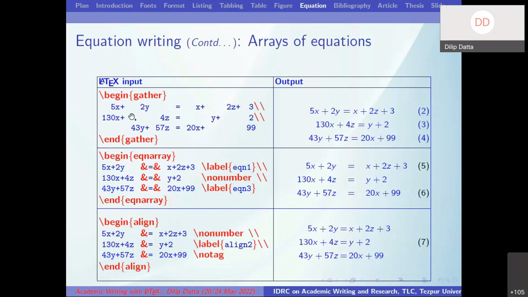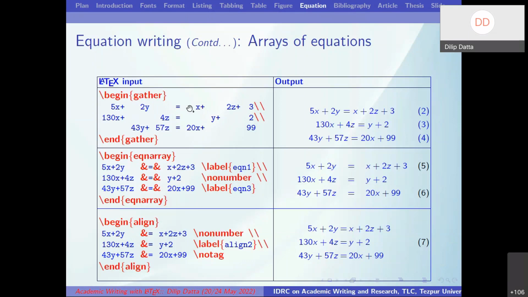In this gather environment, expressions are written simply in this way, and each equation is completed. That means the compiler is instructed to go to the next line by putting this line break command here.